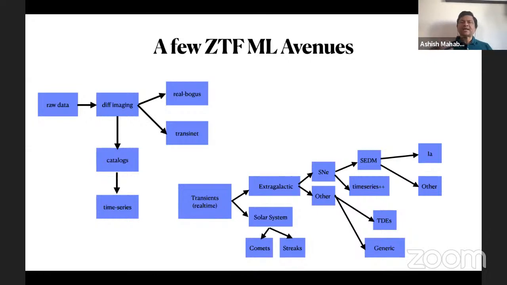But as time passes, the catalogs accrue, the time series accrue, and a lot of science can be done with that. And for the transients, as shown on the right-hand side, we look at extragalactic systems and the solar system, and there are lots of things that are found and so on.